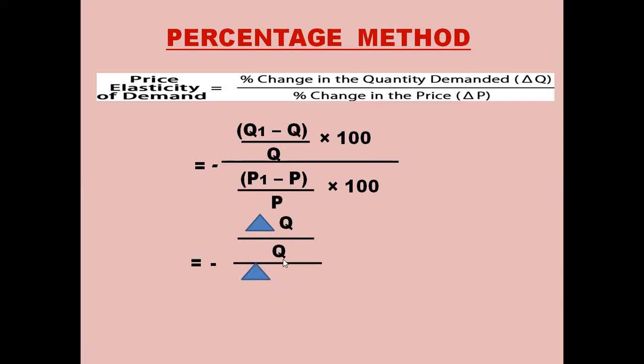And Q is written as it is in the denominator, and P1 minus P becomes del P. Now del Q is written as it is and del P in the denominator is written as it is. Now this P goes in the numerator, so P divided by Q, Q will come in the denominator. So this is the formula of price elasticity of demand. I will show you some sums also in the later videos.